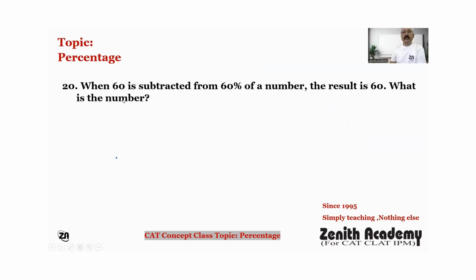The question number 20. When 60 is subtracted from 60% of a number, the result is 60. Okay, 60 is subtracted from 60% of a number. एक नंबर n है, इसके 60% से आपने क्या, so you have subtracted 60.